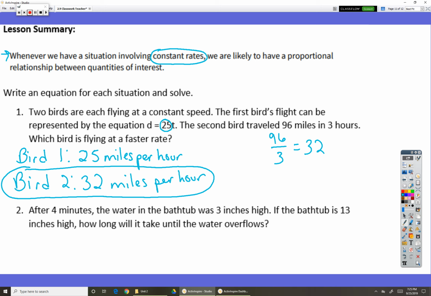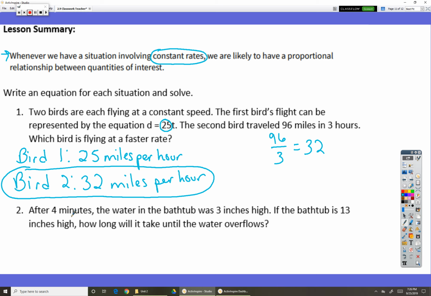So I'm going to need to find a rate maybe. Maybe I want to know how long it takes, or let's do it this way. How many inches are filling up in 1 minute? So how many inches per minute? You could also think, how many minutes does it take for 1 inch? And you could approach the problem that way. But I'm going to do it this way.